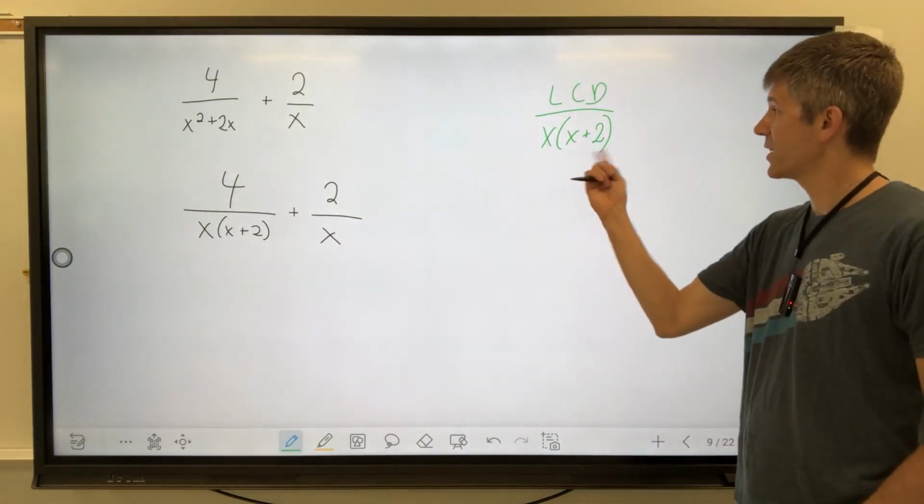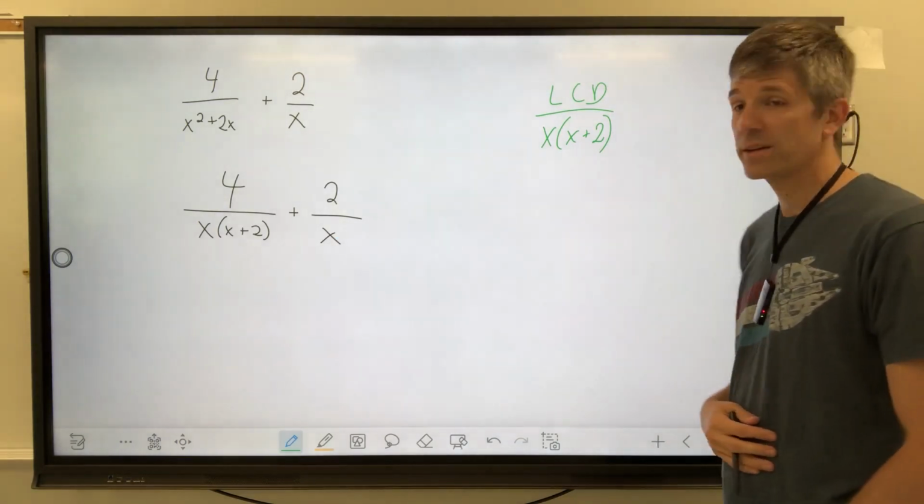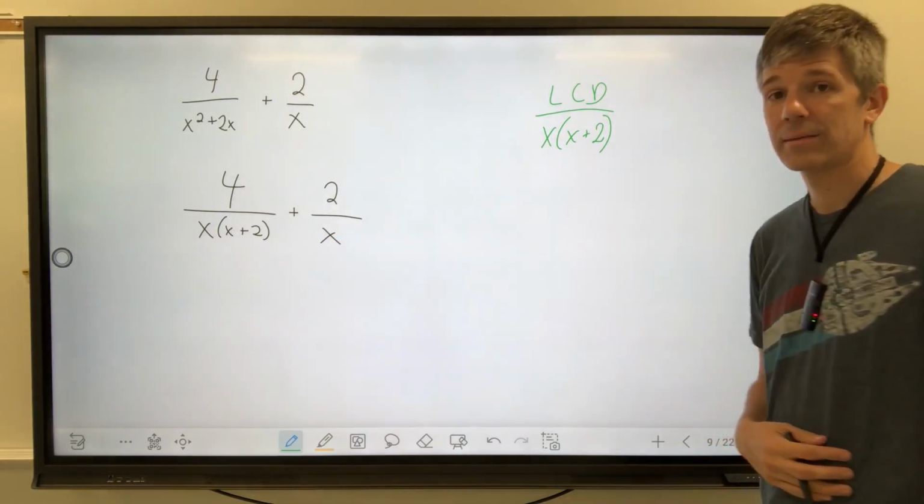Now, I don't know what this font is that I'm writing in, but it is about the neatest I've ever written a 2 in my life. I really like that, but let's move on.